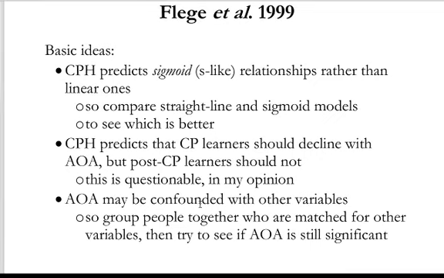And then maybe the most important thing to take away from this paper is trying to look at how age of arrival or age of acquisition may be confounded with other variables, as I mentioned earlier. And so the way they're going to try to defend against this is by grouping people together who are matched for some of their other variables, like length of formal education or motivational factors. And then looking at those matched subgroups, we're going to try to see if age of acquisition is still a significant predictor of attainment on these particular linguistic tasks.